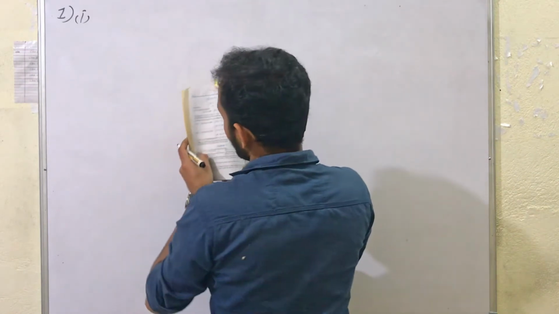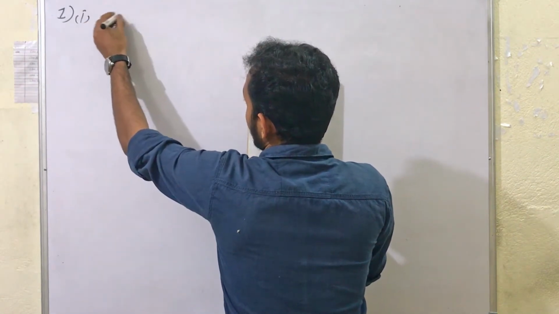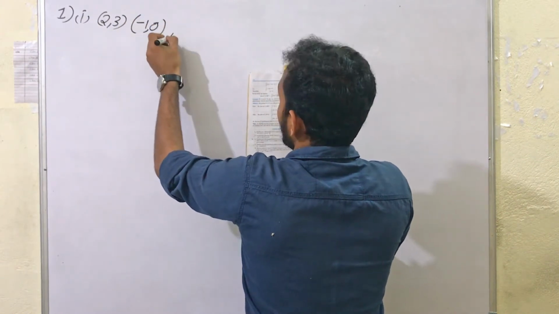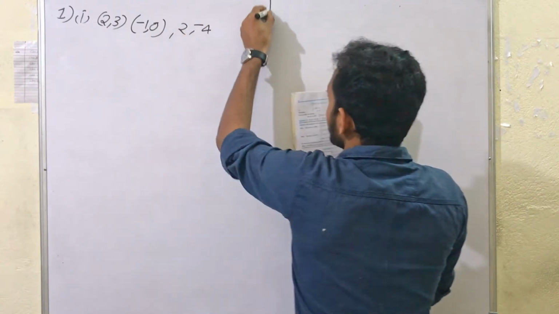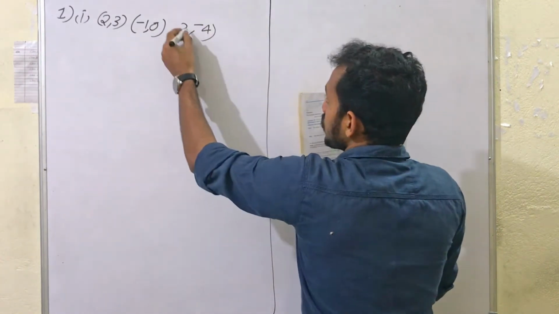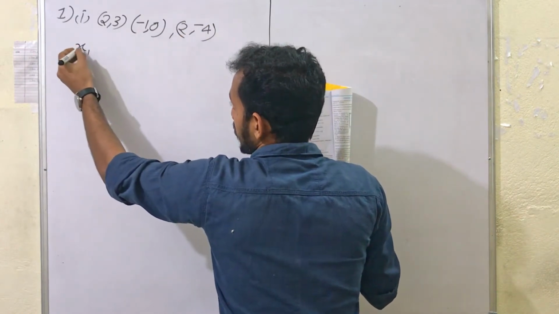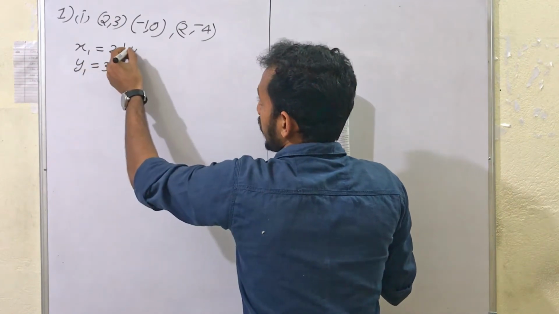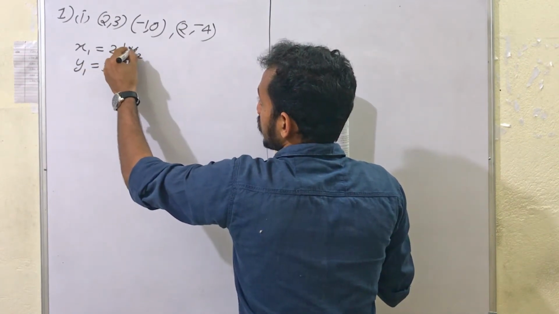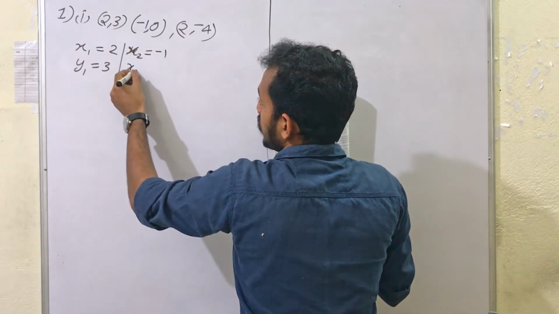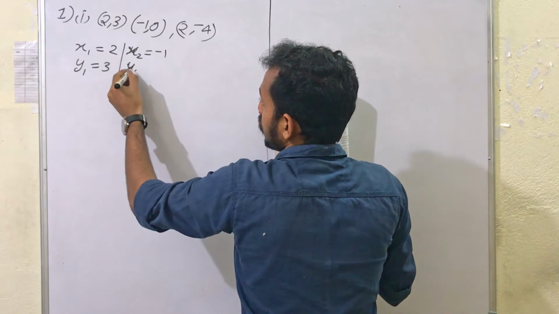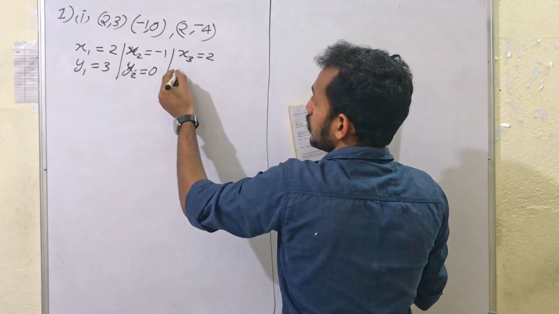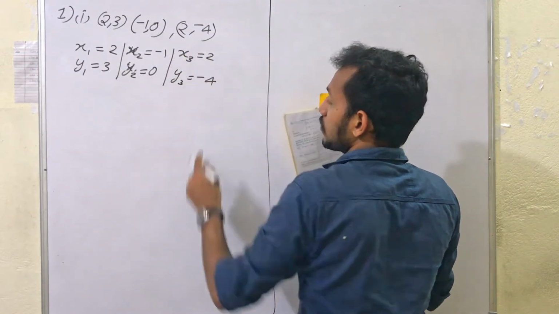Coordinates are given: (2, 3), (-1, 0), (2, -4). So first write the values as x1, y1. x1 is equal to 2, y1 is equal to 3 and x2 is equal to -1, y2 is equal to 0. Similarly, x3 is equal to 2, y3 is equal to -4.